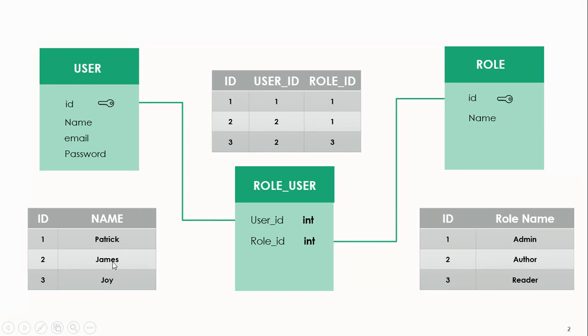The second user is James, whose ID is 2. On the pivot table, you can see his user ID is 2 and his role ID is 1. As you can see on the roles table, ID 1 is admin. So you'll see clearly that the user Patrick and the user James are sharing this role of admin. Let's see the third user, who is Joy. As you can see here, he's not on this list of users with any role. James has another role. That's why his ID is 2, and as you can see, his role is 3. That means he has more than one role on this website.